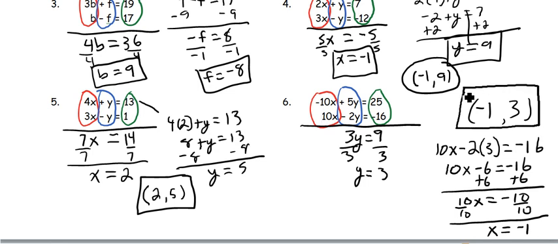Remember, for elimination, you simply add vertically. Line up your x's, line up your y's, line up the other side of the equal sign. Add them up. Solve for a variable. Take that variable, substitute it back into one of your equations, solve for the other variable.